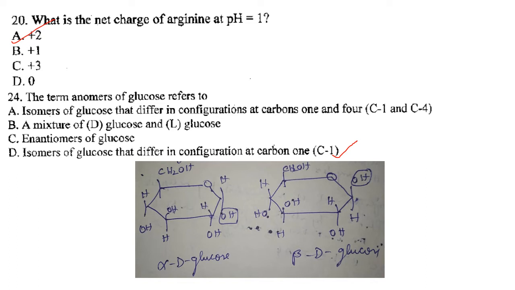Then next one, the term anomers of glucose refers to. They are isomers of glucose that differ in configuration at carbon 1. So answer is option D. These are the anomers of glucose, that is alpha D glucose and beta D glucose. So this is carbon 1. In one the OH is facing down and in the other the OH group is facing up. So there is a difference in the configuration at carbon 1, and they are called anomers. So alpha D glucose and beta D glucose are anomers of glucose.